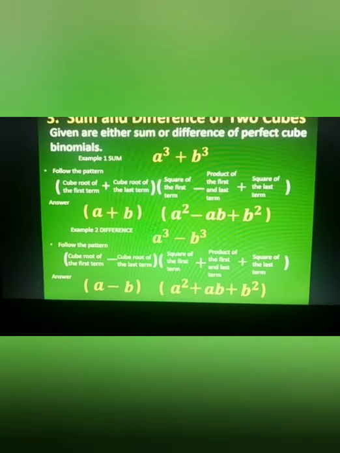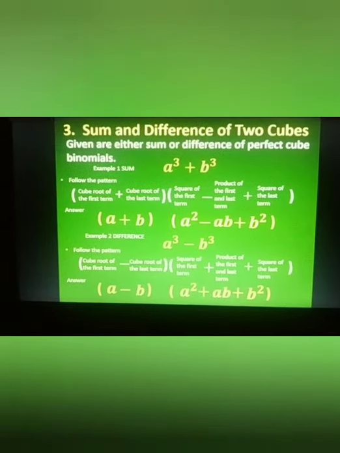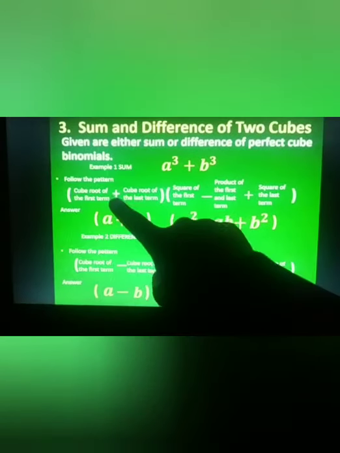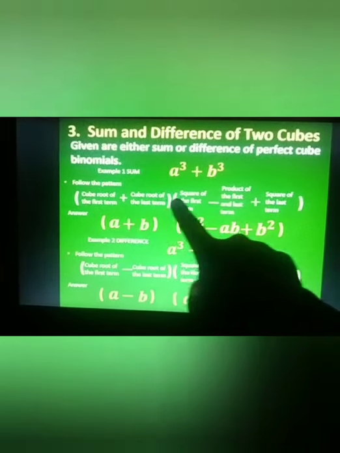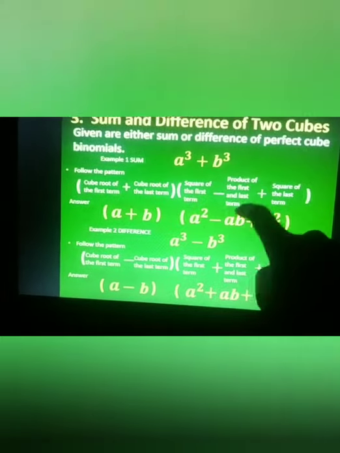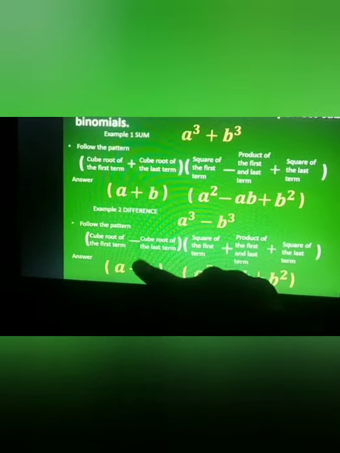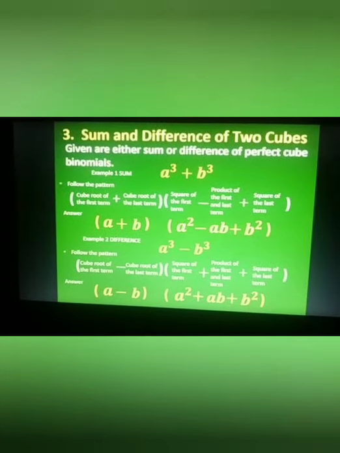And that's it. That is the sum and difference of two cubes. The only difference, aside from the pattern, is the sign. If it's positive, your answer is positive. Only the middle term is negative. If the first term is negative, everything else is positive. Okay? Practice and practice so you can master it. Next, number 4.